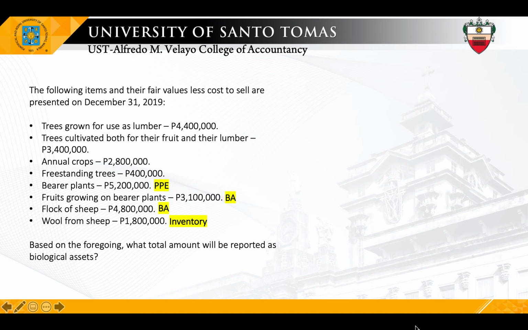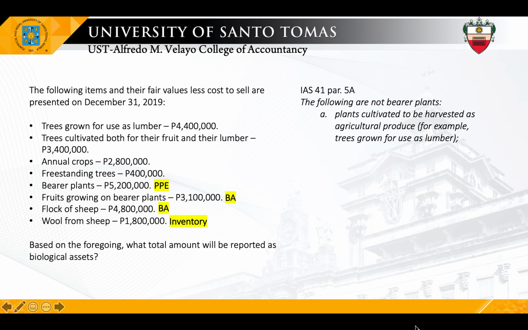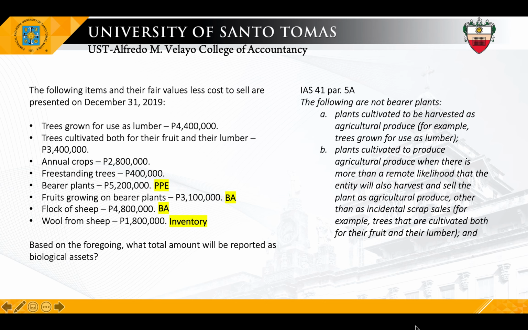So, our problem now is the classification for trees grown for use as lumber, trees cultivated both for their fruit and lumber, annual crops, and freestanding trees. Actually, IAS 41, paragraph 5A, provides for the classification of these specific assets. So according to PAS 41, 5A, the following are not bearer plants. Plants cultivated to be harvested as agricultural produce. Plants cultivated to produce agricultural produce when there is more than remote likelihood that the entity will also harvest and sell the plant as agricultural produce other than incidental scrap sales, and annual crops. So, tinanim and sila mismo yung hina-harvest as agricultural produce are considered as biological assets. They are not bearer plants.